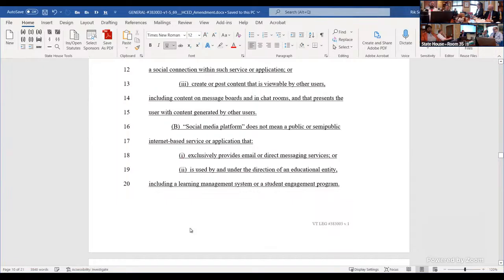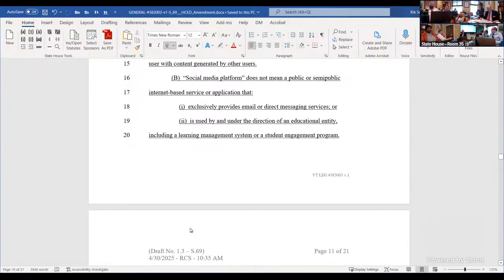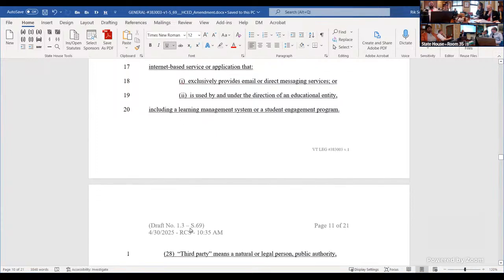It does not mean a public or semi-public internet-based service or application that exclusively provides email or direct messaging services, or is used by and under the direction of an educational entity, including a learning management system or a student engagement program.